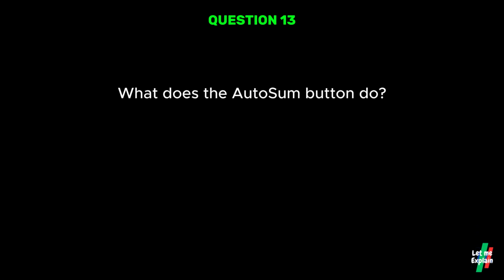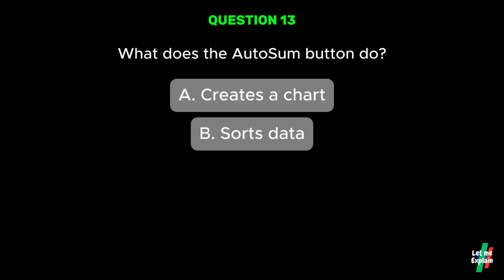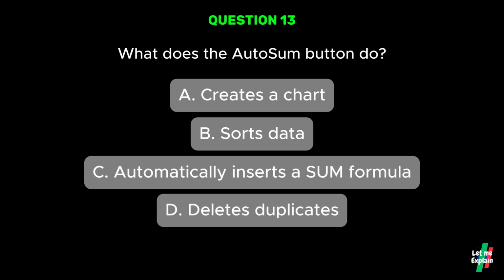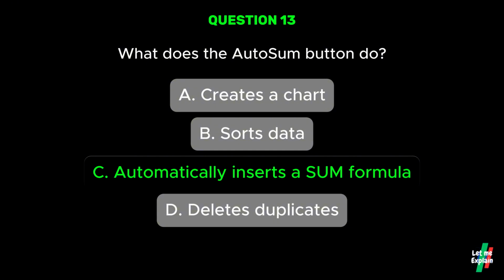Question number 13. What does the AutoSum button do? Creates a chart, sorts data, automatically inserts a sum formula, deletes duplicates. The correct answer is C. AutoSum is a quick way to add values without typing the formula manually. Excel automatically suggests the range to calculate.